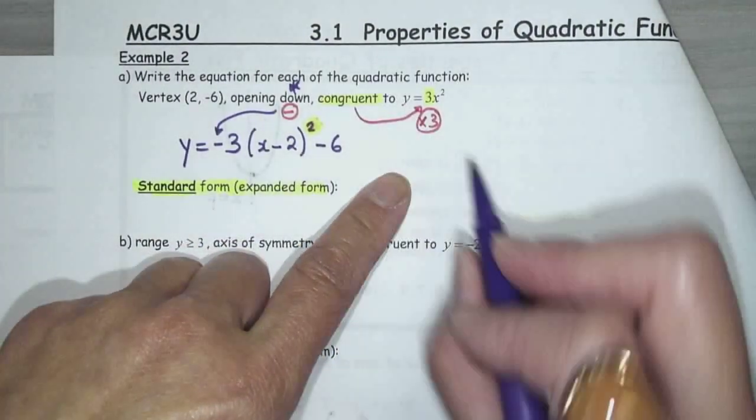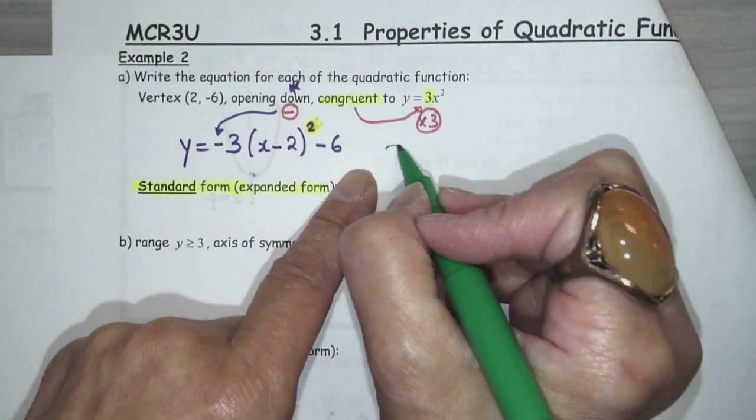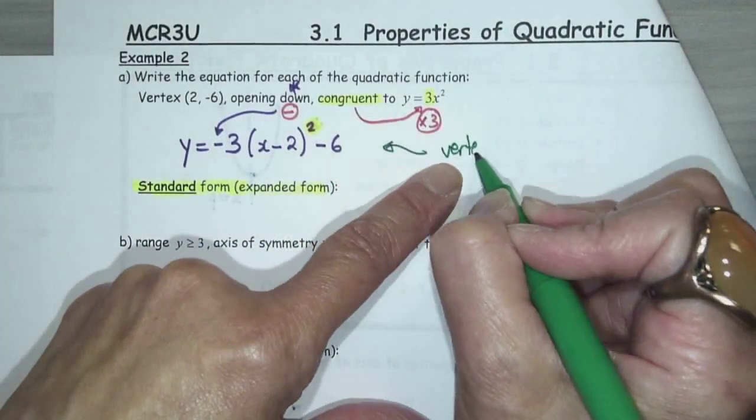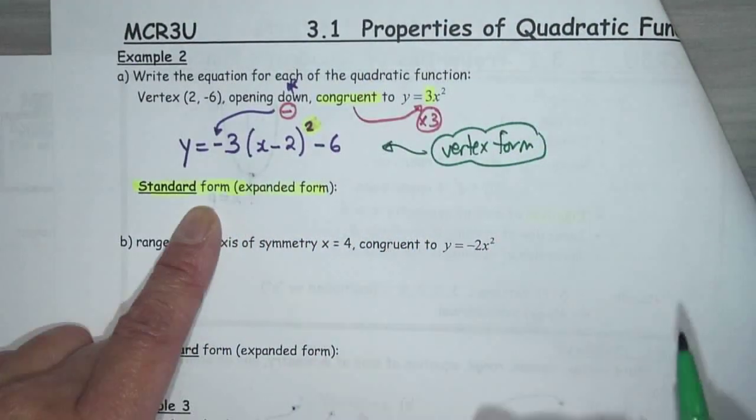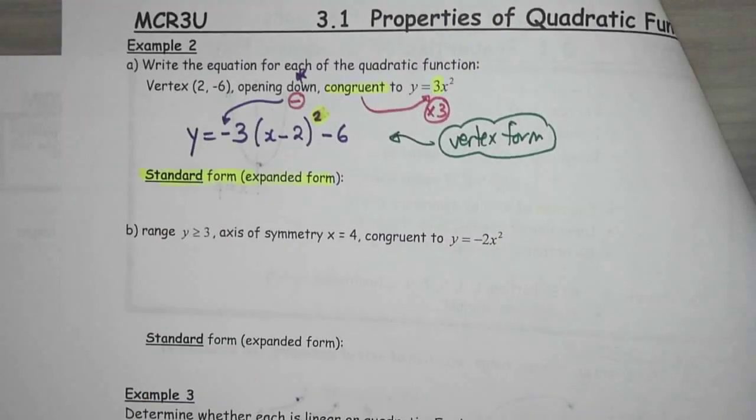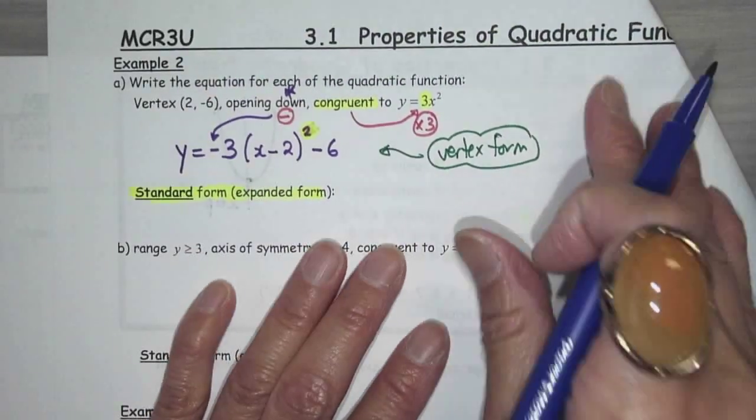So if the book says standard form, what form is this? Vertex form. That's right. So this is vertex form. Standard form is when you expand it out. So let's take this guy and remember to expand it out.